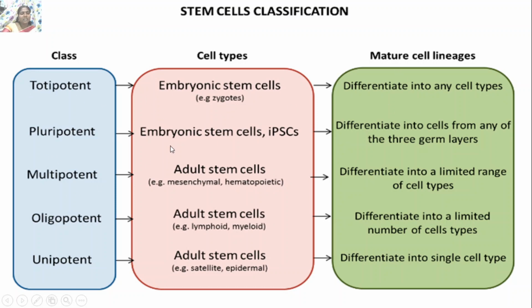Pluripotent, they are also embryonic stem cells or induced pluripotent stem cells, which differentiate into cells from any of the three germ layers, that is ectoderm, endoderm, mesoderm. Multipotent adult stem cells, mesenchymal, hematopoietic, differentiate into a limited range of cell types. And oligopotent adult stem cells, that is lymphoid and myeloid cells, differentiate into a limited number of cell types. And unipotent adult stem cells differentiate into a single cell type. So this is the difference between the totipotent, pluripotent, multipotent, oligopotent and unipotent stem cells.